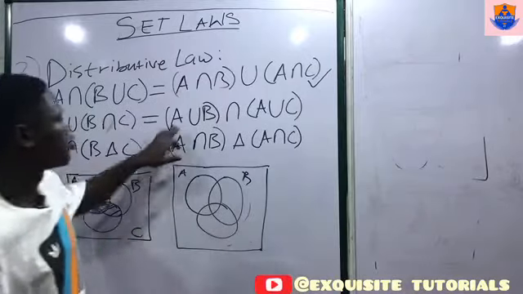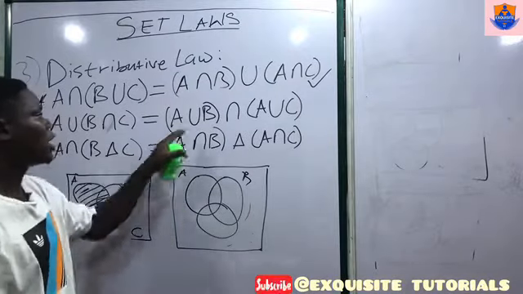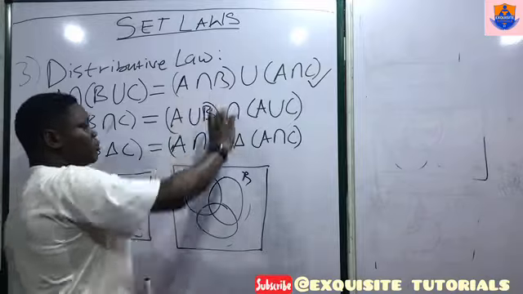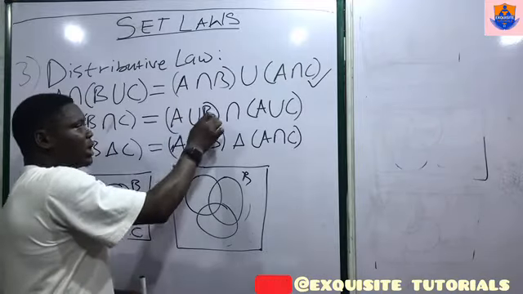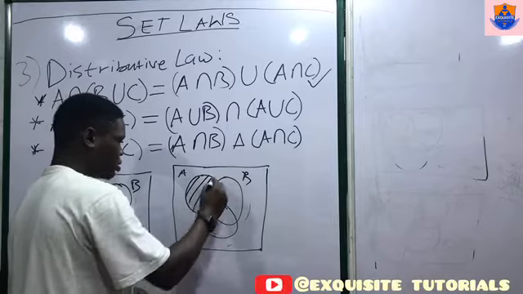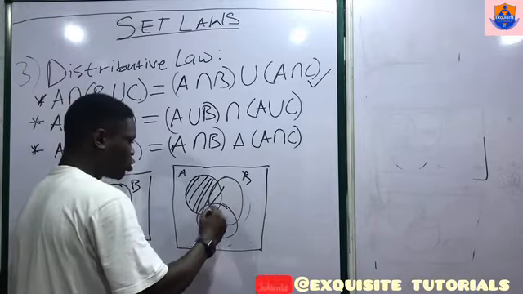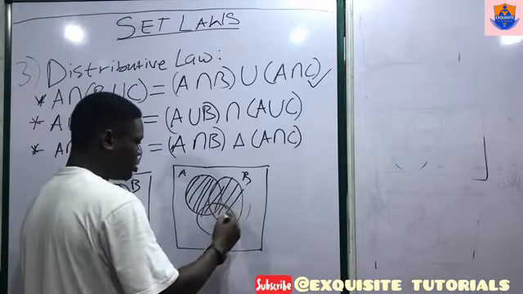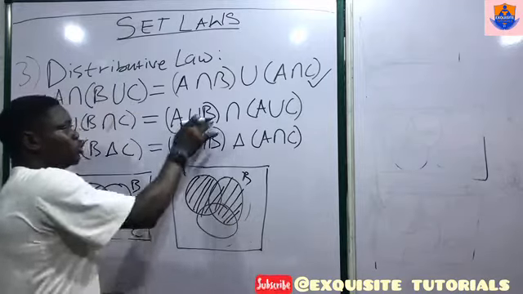The first thing is to do A union B. What will be our A union B? Our A union B are the elements of A, adding it up together with the elements of B. So these are the elements of A, adding it up with the elements of B. So this is A union B.